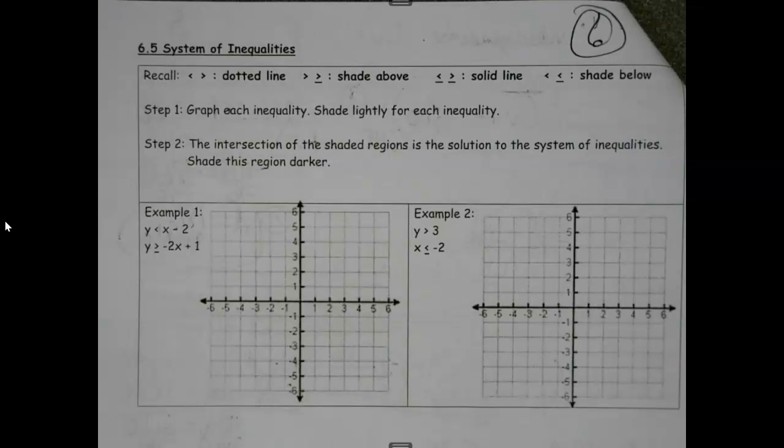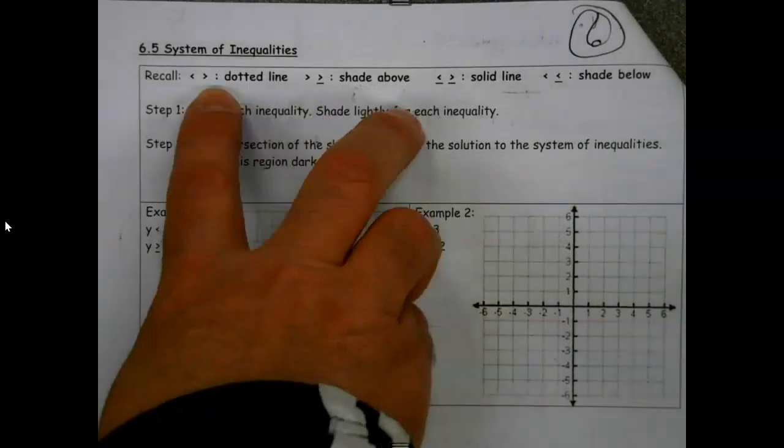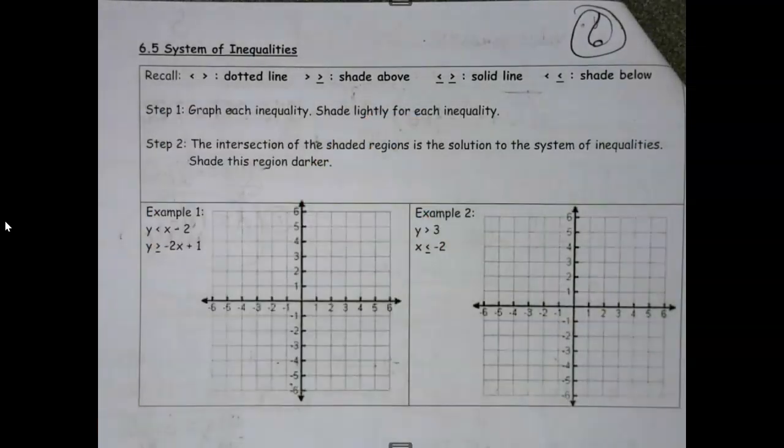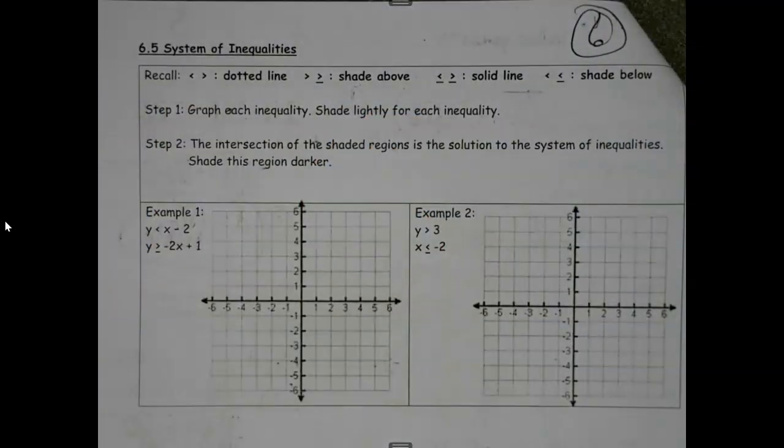And so we're going to revisit inequalities, which we've done earlier this year. But now we're going to do that in a system way. So reminders for you up here at the top. When we're graphing these, if it's just the arrow, just the greater than or less than, we're going to use a dotted line for that.